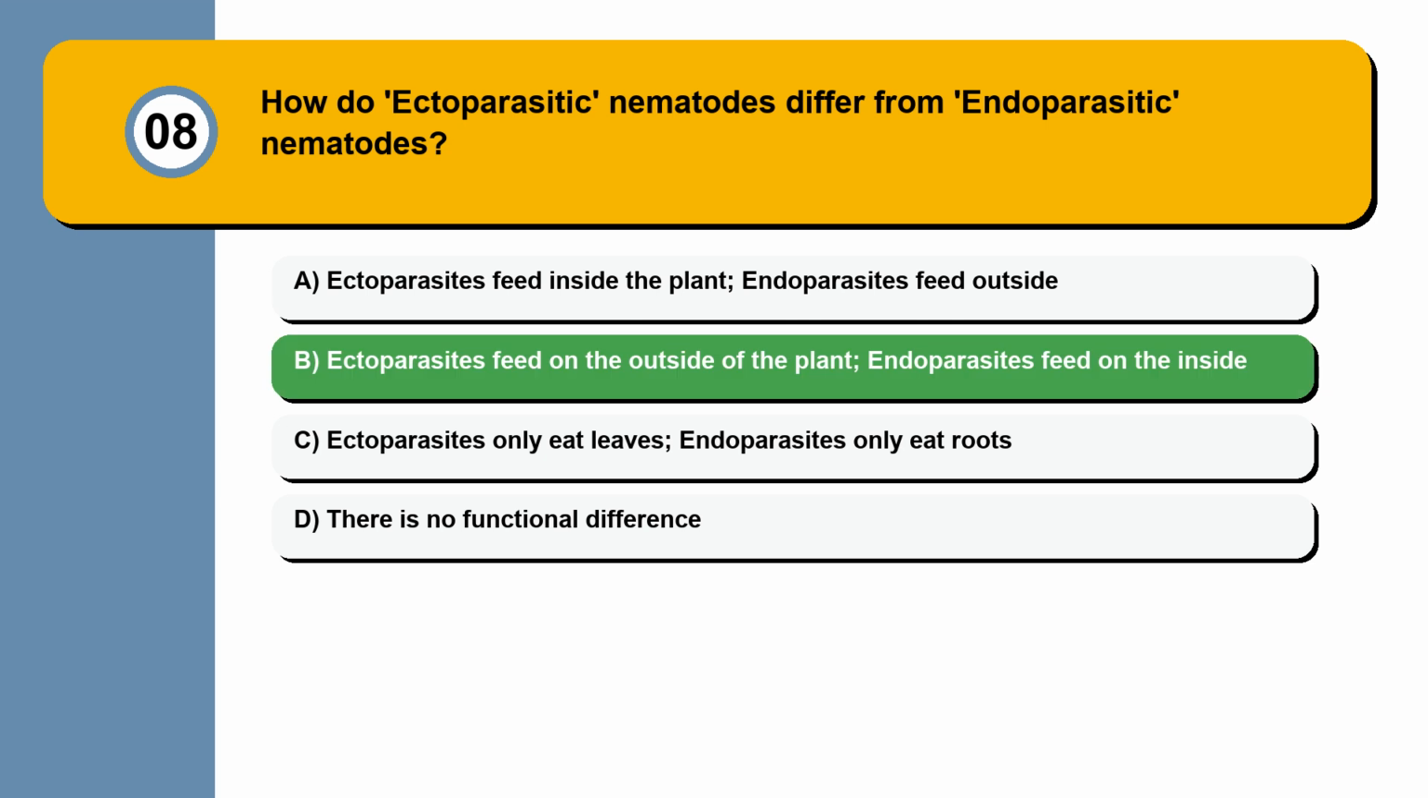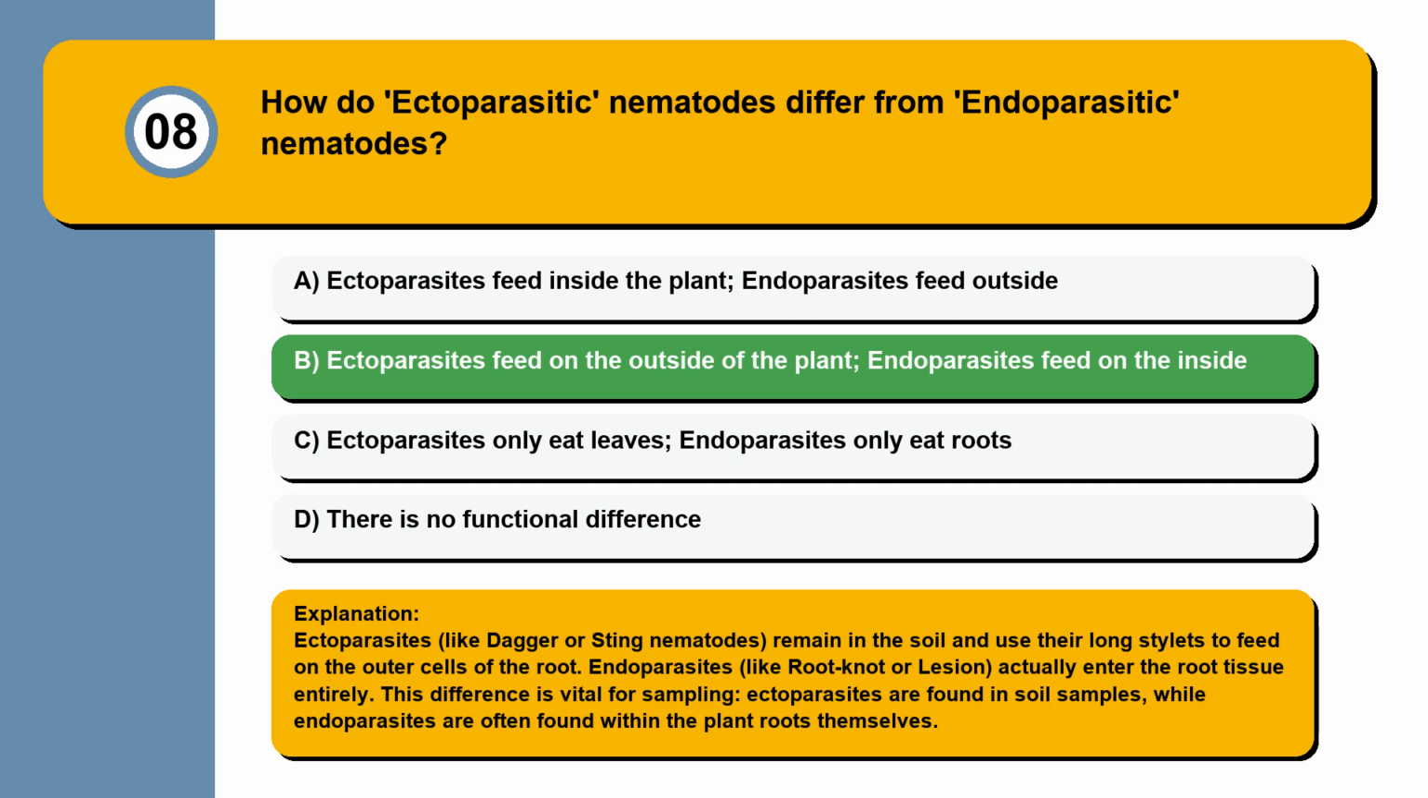Ectoparasites, like dagger or sting nematodes, remain in the soil and use their long stylets to feed on the outer cells of the root. Endoparasites, like root knot or lesion, actually enter the root tissue entirely. This difference is vital for sampling. Ectoparasites are found in soil samples, while endoparasites are often found within the plant roots themselves.